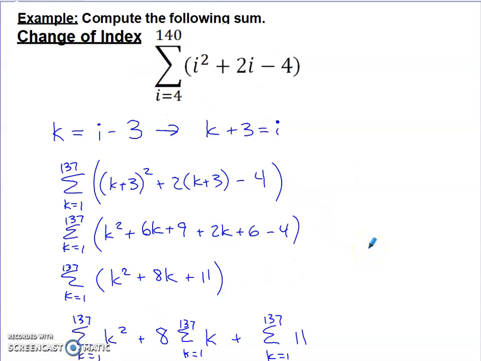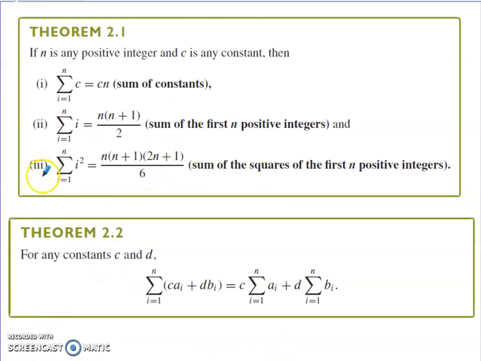If you look at this last example, it's the same rule for the sum, i squared plus 2i minus 4. But if you notice, the index of this summation does not start at 1. It starts at 4. So how am I going to be able to use these formulas, which all require my index to start at 1, if my index does not start at 1?